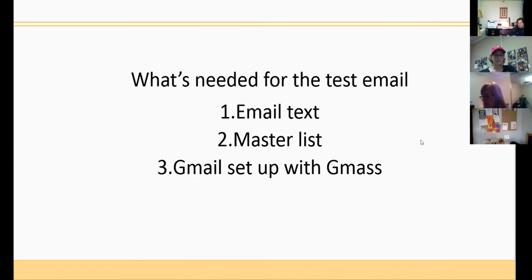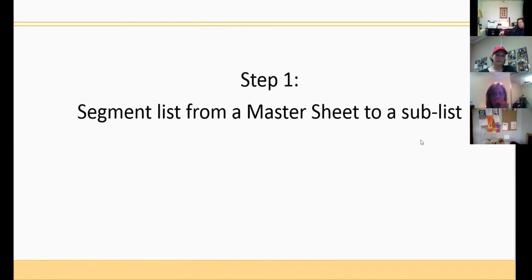So what's needed for this test email? First, you need to have the email text. And for this demonstration, I've already typed one up in our Word document. And then you need to have a master list, which we already have set up in our Google Drive. And then you need to have Gmail set up with Gmass, which we've done in the previous videos in this tutorial series. So step 1 is segment the list from the master sheet to a sublist.